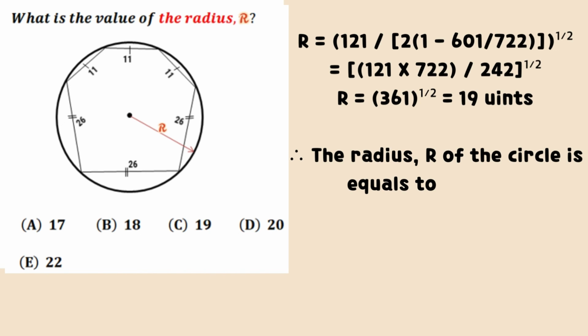Therefore, the radius, r, of the circle is equal to 19 units. Option C is the correct answer.